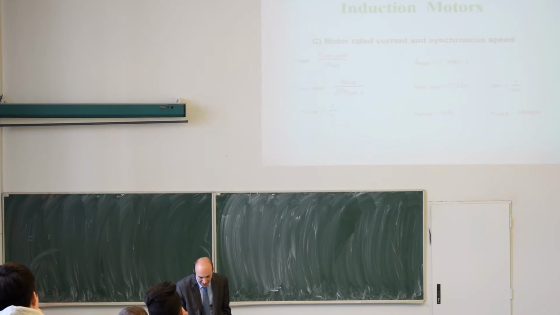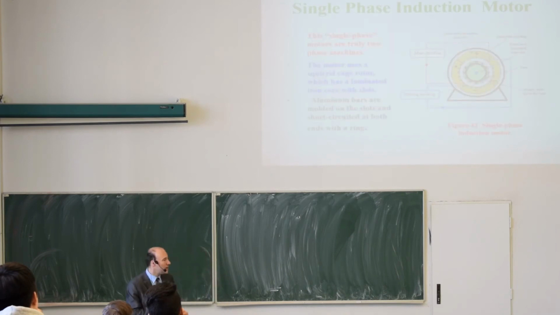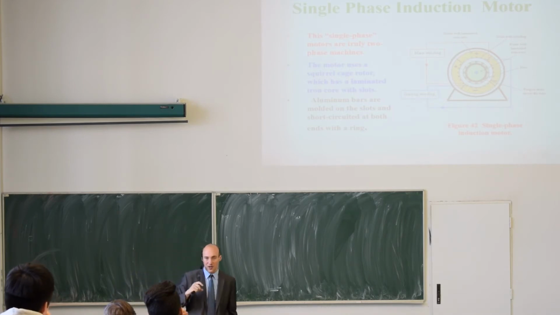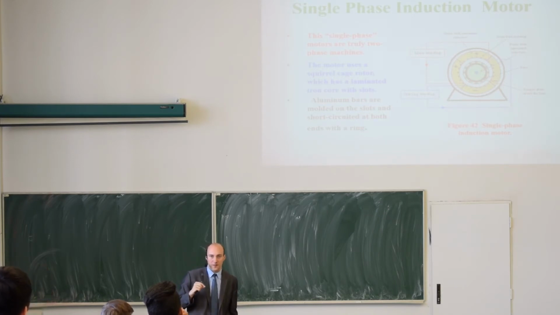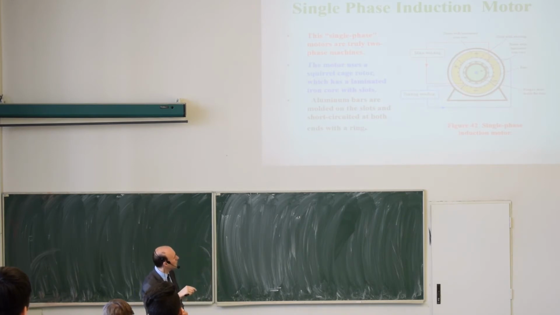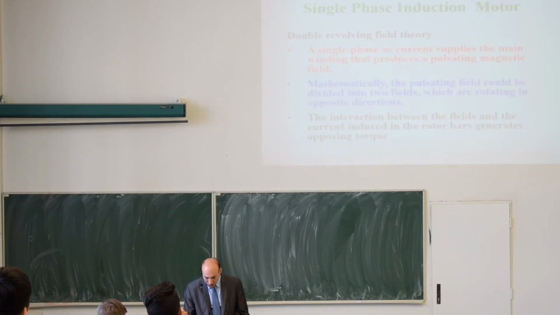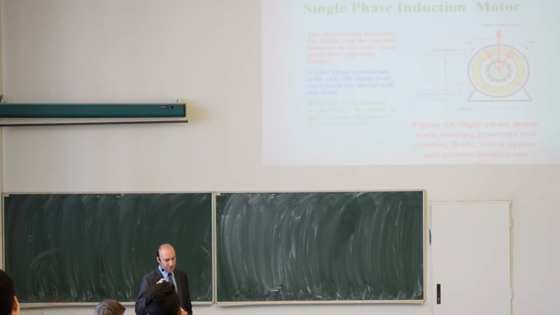I can say that if I would use only one winding, so the main winding, I am creating a pulsating magnetic flux that is moving up and down. And I can imagine that this pulsating magnetic flux is a sum of two rotating magnetic fields that are rotating in the opposite direction. So if I want to remove this pulsating magnetic flux and create rotation, I need this auxiliary winding. So we will need to add two components in this magnetic field.